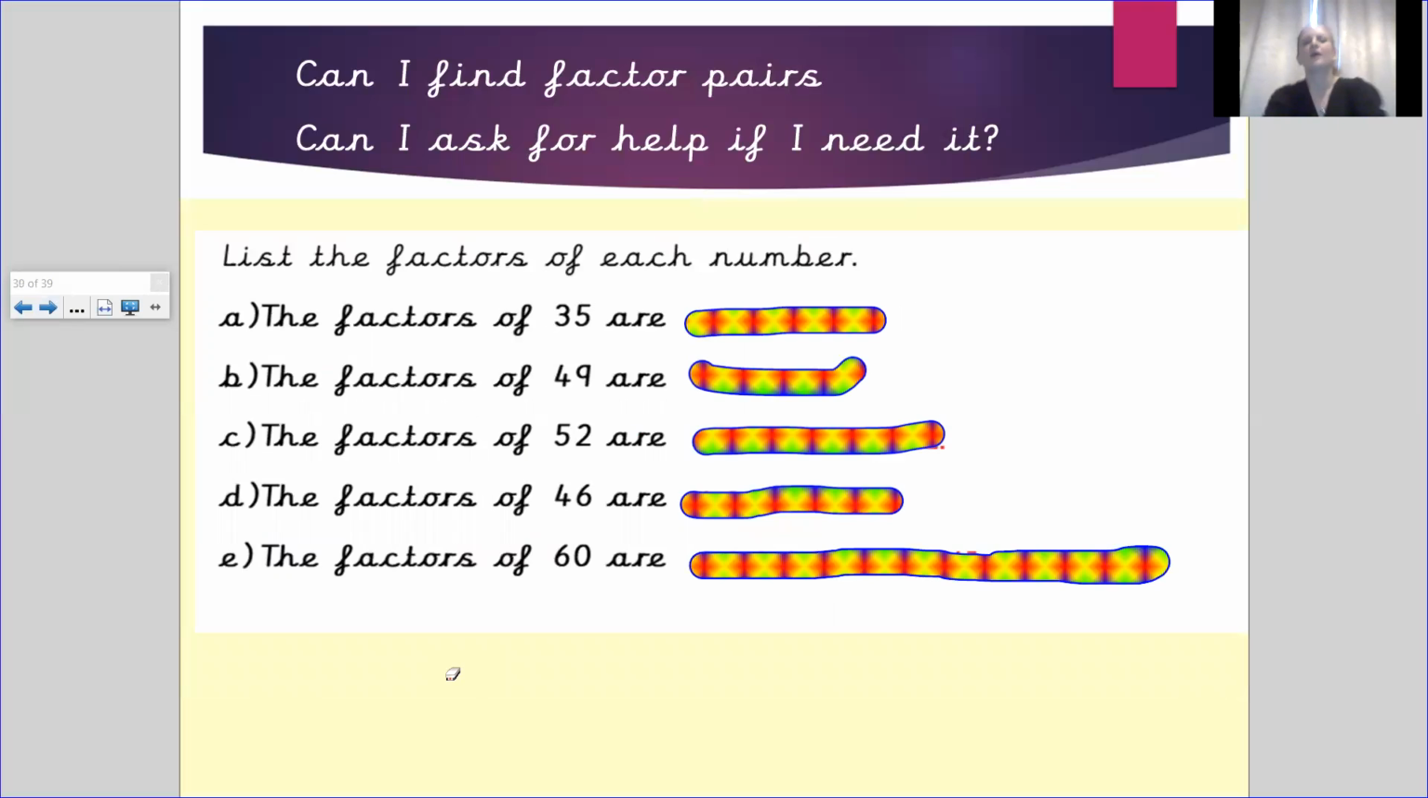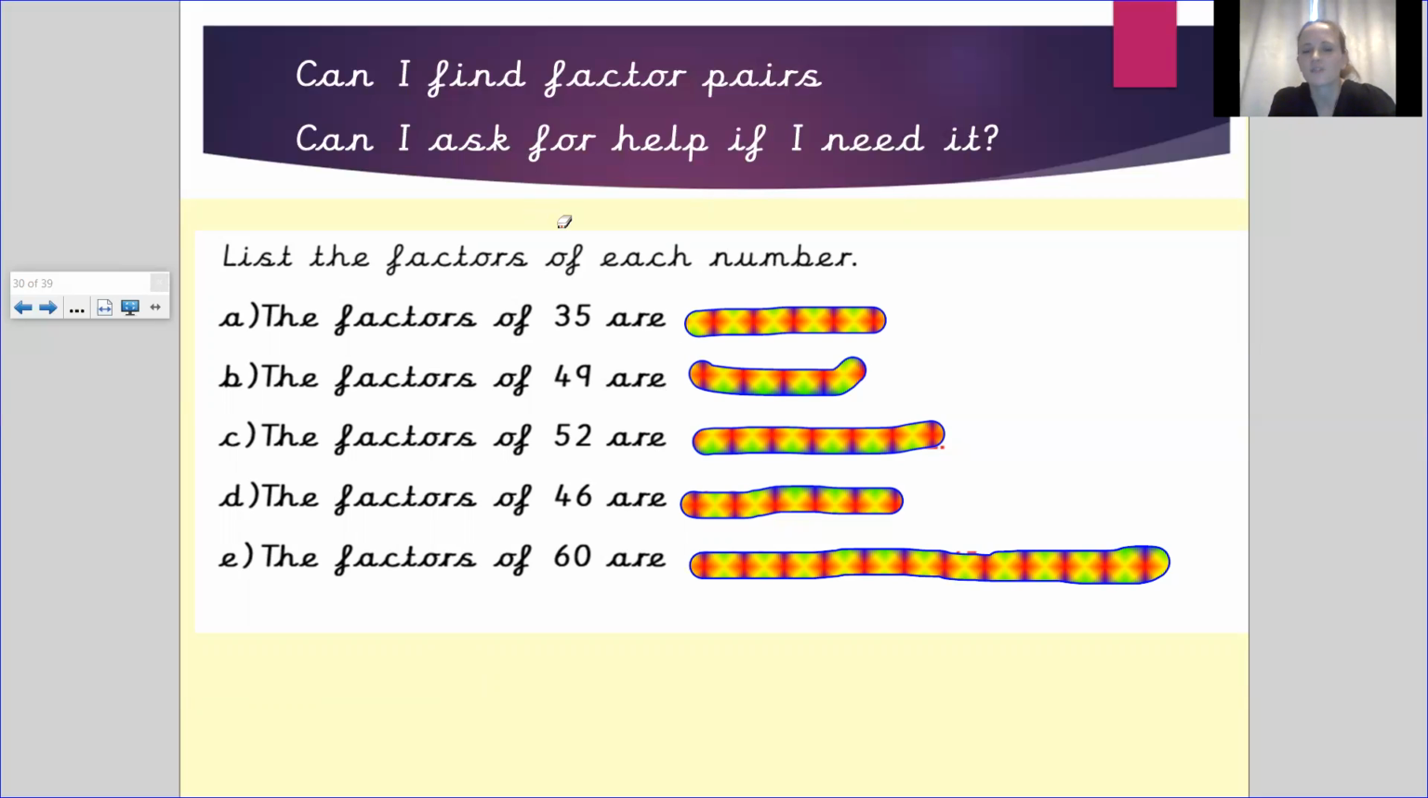Right. I would also like you to look at finding the factors for the following numbers. So we've got the factors of 35, the factors of 49, the factors of 52, the factors of 46, and the factors of 60. So pause the video now and write down the factors for A, B, C, D, and E.